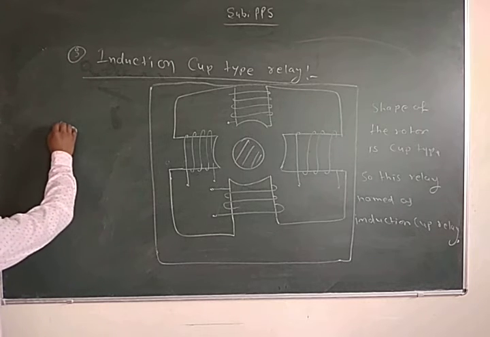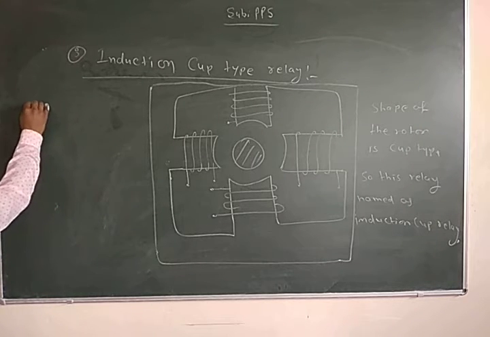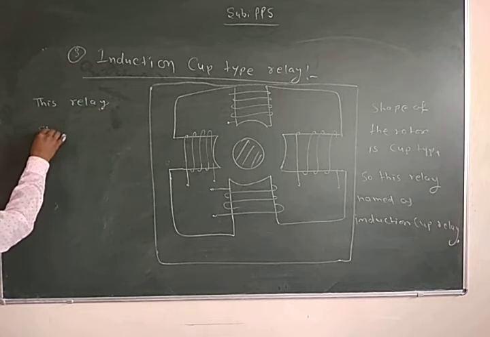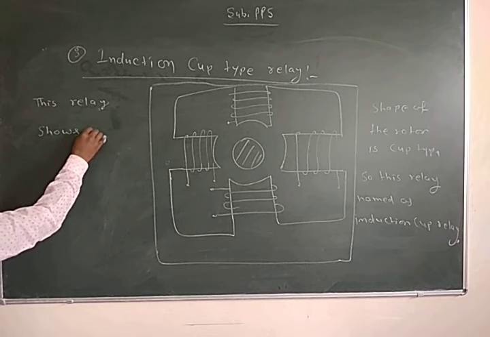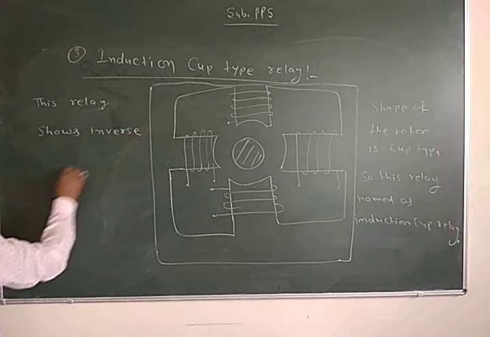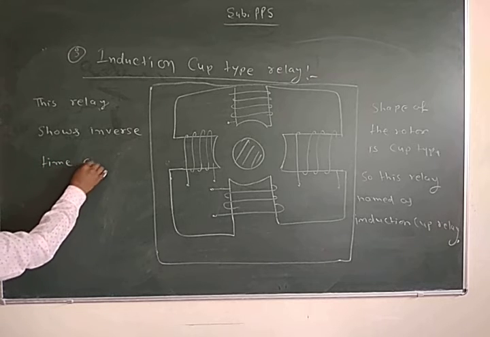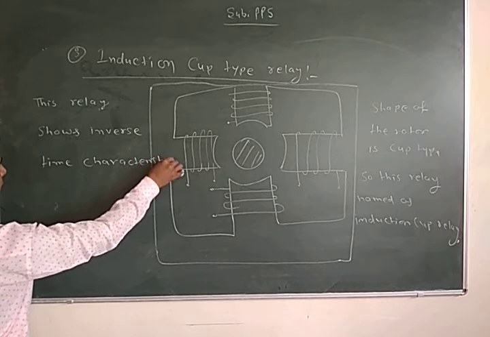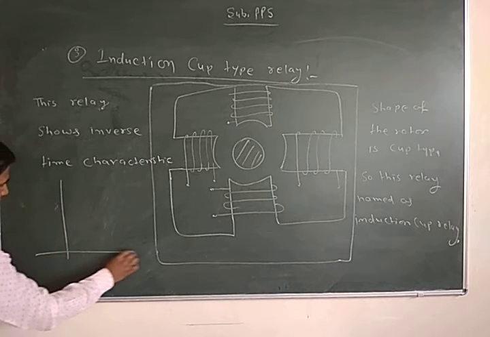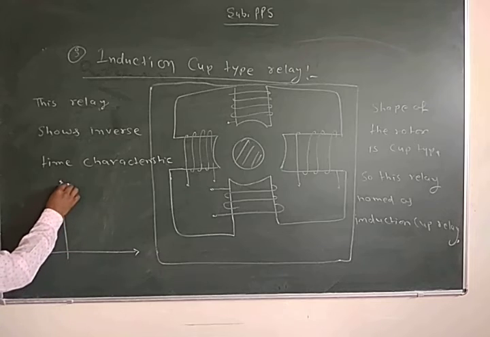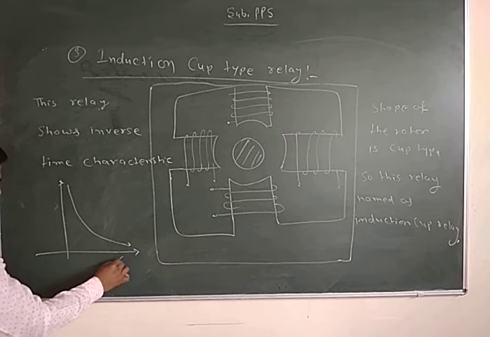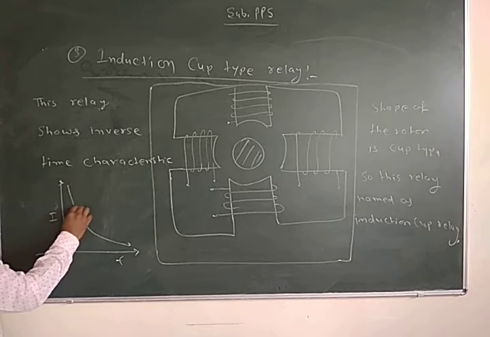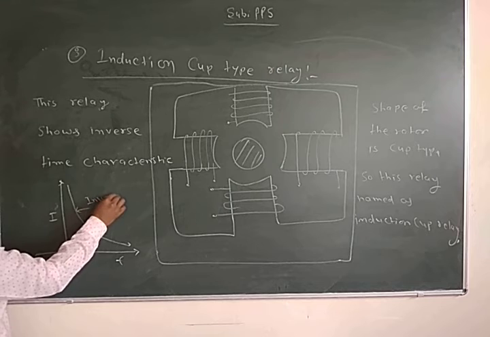The characteristic of this relay is inverse time characteristic. Inverse time characteristic means as the fault current increases, the operating time of the relay decreases. So this type of characteristic is known as inverse time characteristic.